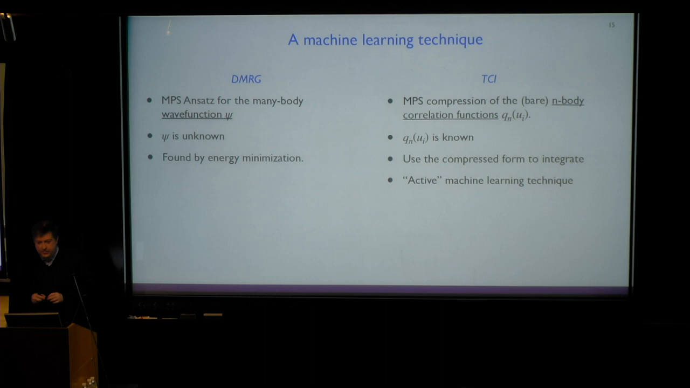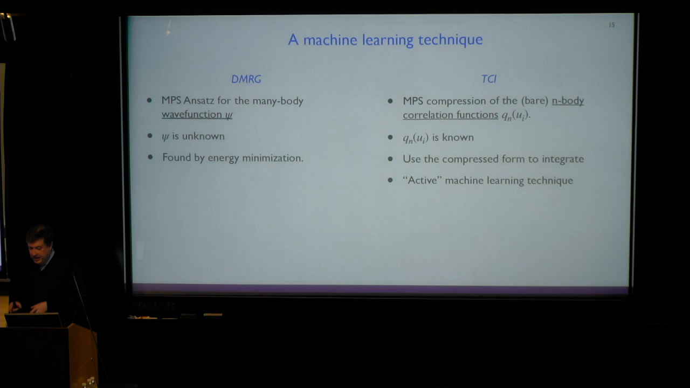Before I go there, I just want to emphasize, maybe it's clear already, but this is a very different use of tensor network than, you know, the standard DMRG or PEPS. And the reason is that what we're trying to do here is to do a compression of a function, which is not a wave function. I'm not considering wave functions. I'm considering an n-body correlation function. I'm not making an ansatz. My function is known. I know it very well. The only thing I want to do is to compress it, to integrate it.